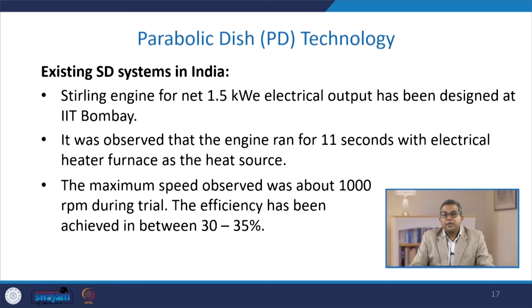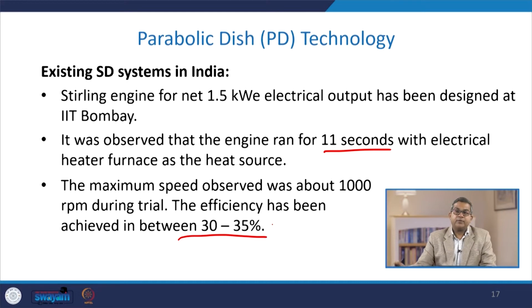There are existing PD systems in India. A Stirling engine for 1.5 kilowatt net electricity output has been designed at the Indian Institute of Technology, Bombay. It was observed that the engine ran for 11 seconds with an electrical heater furnace as the heat source. The maximum speed observed was about 1000 rpm during the trial run, and they achieved an efficiency between 30 to 35%.